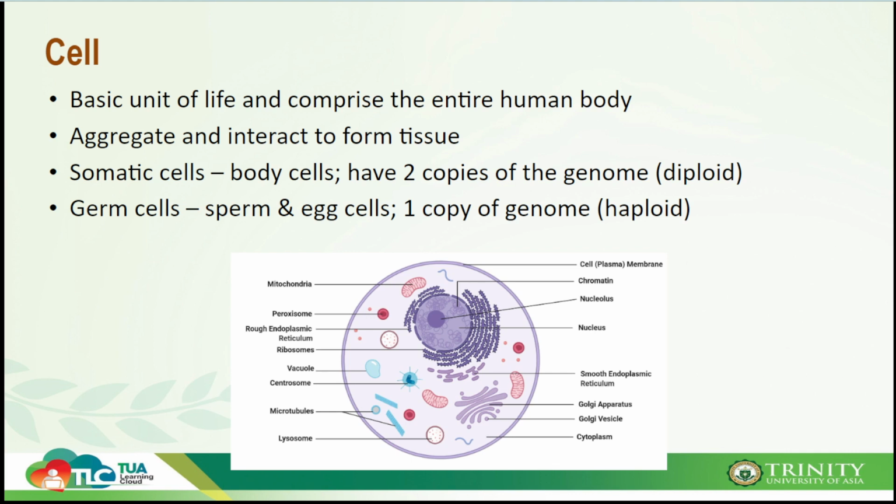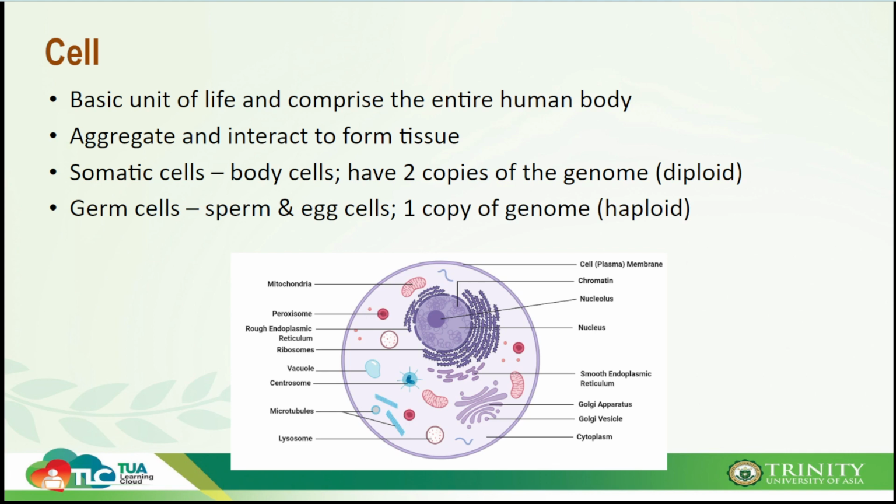So when we talk about germ cells, sperm and egg cells, they only contain one copy of the genome. And when a cell contains one copy of the genome, then they are called haploid. Now, when we say genome, it refers to 23 chromosomes. So the sperm cell contains 23 chromosomes from the father, and the egg cell contains 23 chromosomes from the mother.